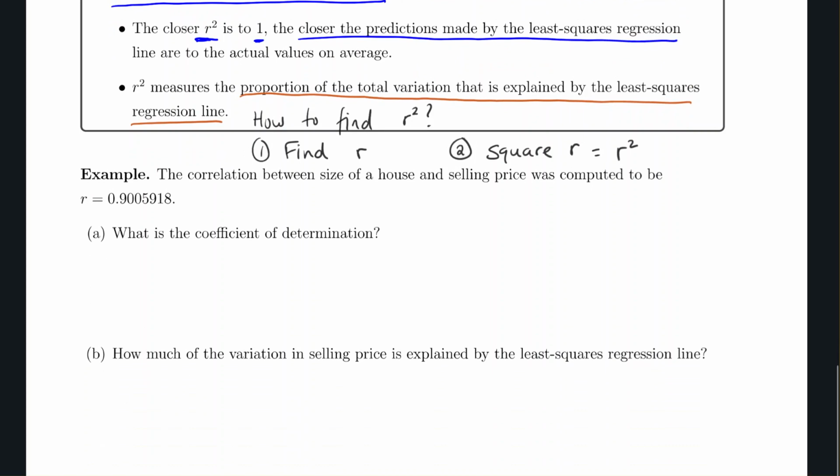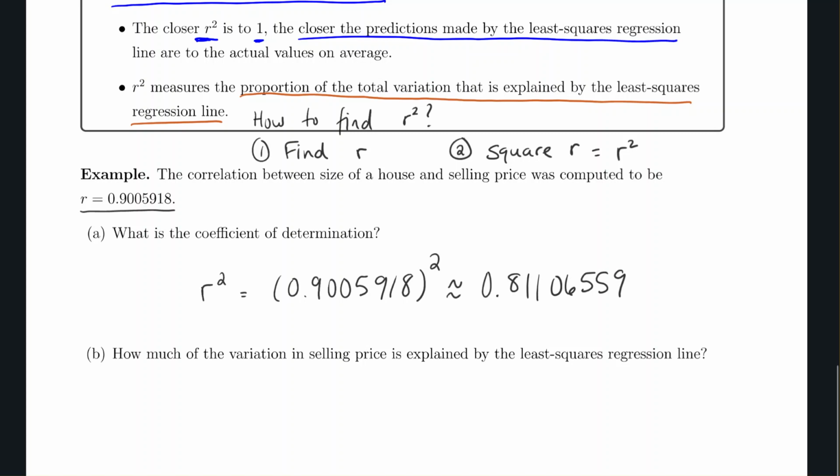In this next example, we're actually told our value of r. We don't have to go through the additional process of calculating it. Again, if you want to see how to do that, go to a previous video. We're asked, what is the coefficient of determination? We would just take our r value and square it. So this is 0.9005918, and we'll square that. When we round to the first few decimal places, this is 0.811065559. That would be our answer.